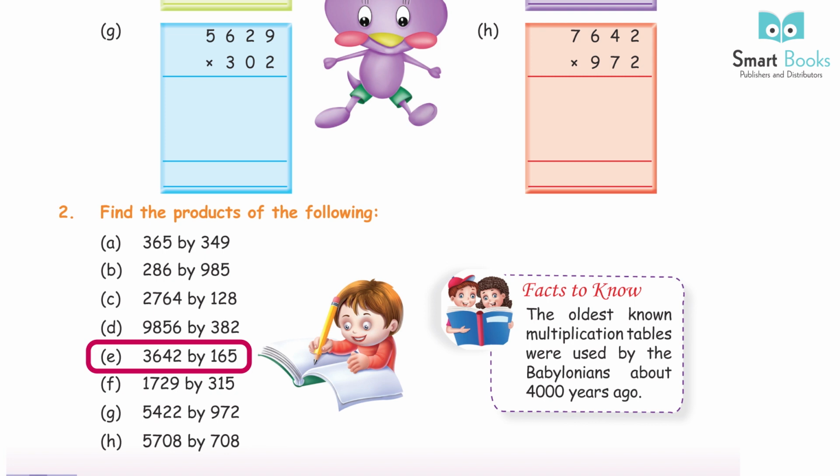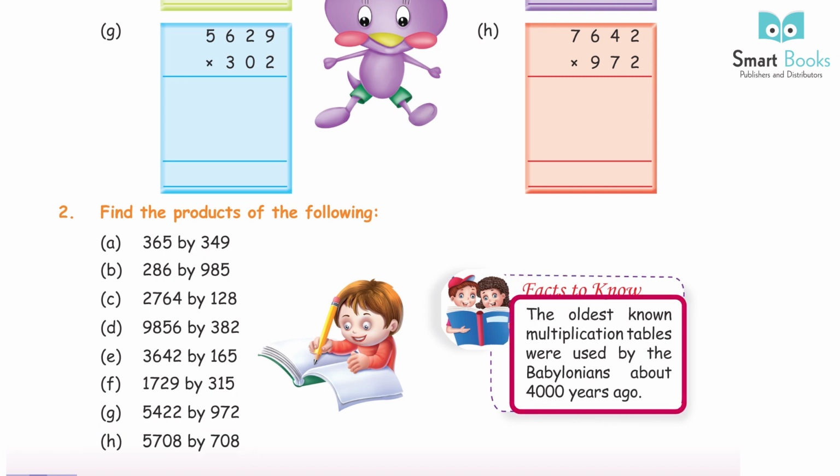E. 3,642 by 165. Answer: 6,930. F. 1,729 by 315. Answer: 5,44,635. G. 5,422 by 972. Answer: 52,70,184. H. 5,708 by 708. Answer: 40,41,264. Facts to know: the oldest known multiplication tables were used by the Babylonians about 4,000 years ago.